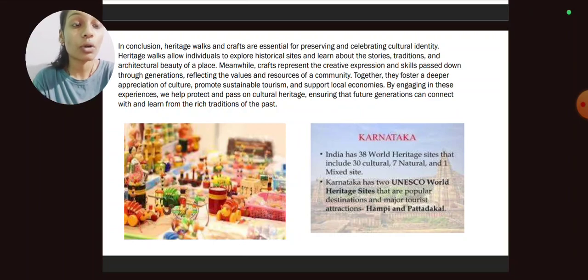Together, these foster a deeper appreciation of culture, promote sustainable tourism, and support local economies. By engaging in these experiences, we can protect and pass on cultural heritage, ensuring that future generations can connect with this heritage and learn from the rich traditions of the past.